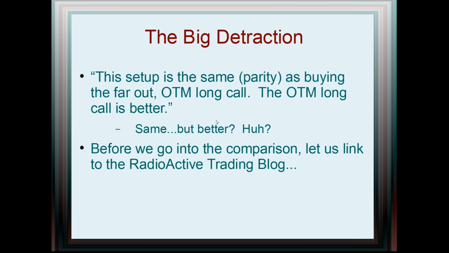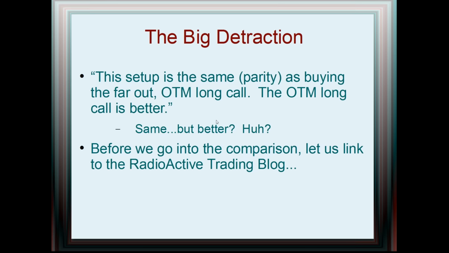Okay, now the big detraction. Our profit and loss chart for the married put is the exact same profit and loss chart you see as buying an out-of-the-money long call. Okay, the setup that you're doing with the radioactive trade is the same as buying the far-out long call, but buying the long call is better. Well, how can something be the same and better?